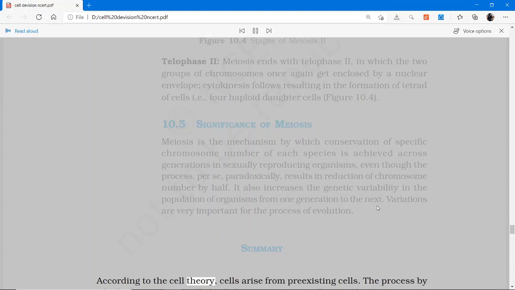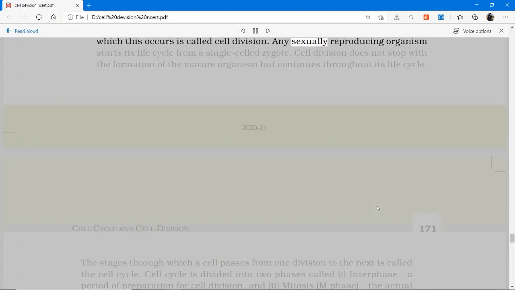According to the cell theory, cells arise from pre-existing cells. The process by which this occurs is called cell division. Any sexually reproducing organism starts its life cycle from a single-celled zygote. Cell division does not stop with the formation of the mature organism but continues throughout its life cycle.